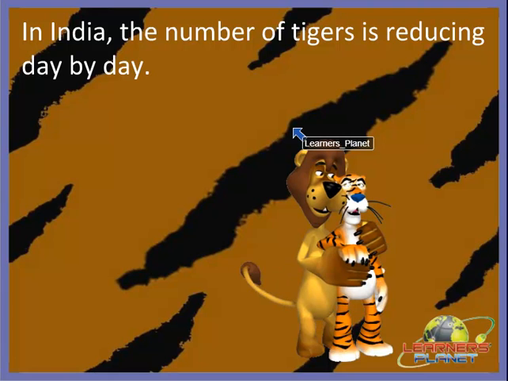Children, you must be knowing that in India the number of tigers is reducing day by day. At least one tiger is being killed illegally every day for its bones, skin, nails, teeth, among other parts, right? So children, we know that at least one tiger is being killed illegally every day for their body parts, right? So there are many organizations that are coming together to save the tigers from this extinction.